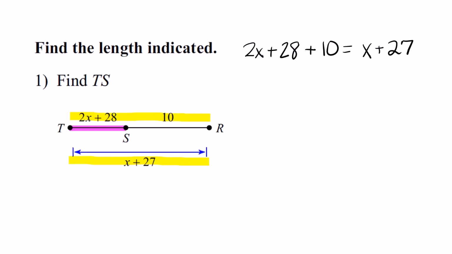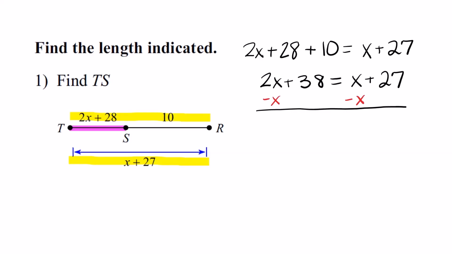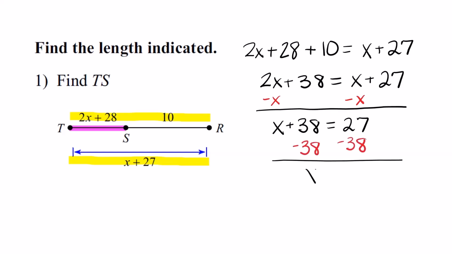So once you do that, you're done with the geometry. Now we're going to do a little bit of algebra. Let me simplify this. So I have 2x plus 38 equals x plus 27. And now you have variable on both sides. I like to subtract off the smaller variable, and that would be just the 1x. 2x minus x is just going to leave me with 1x plus 38 equals 27. And now we subtract 38. And we end up with x equals negative 11.